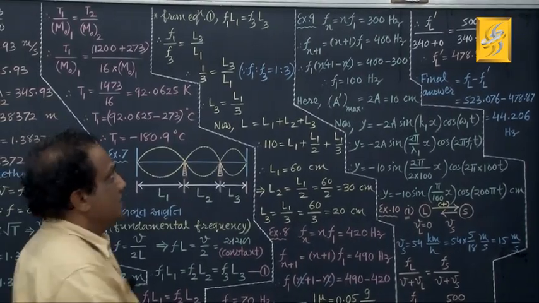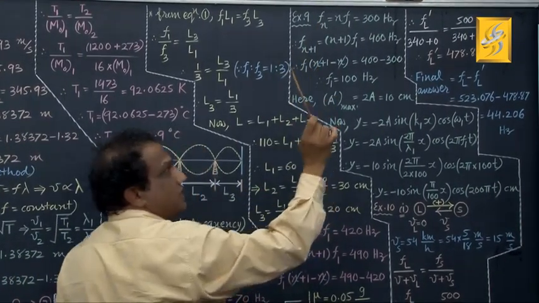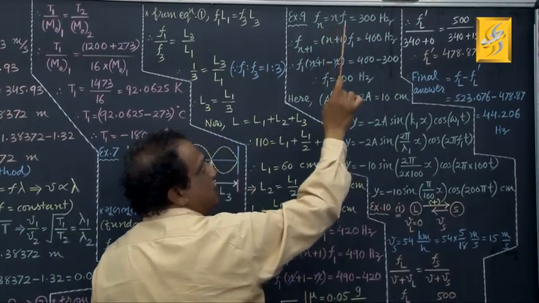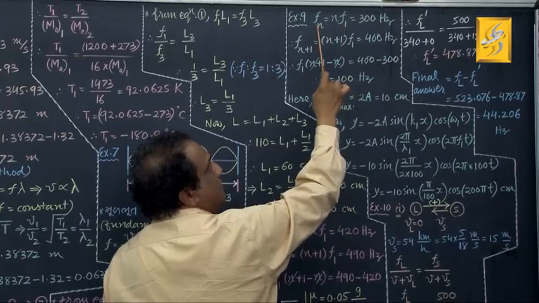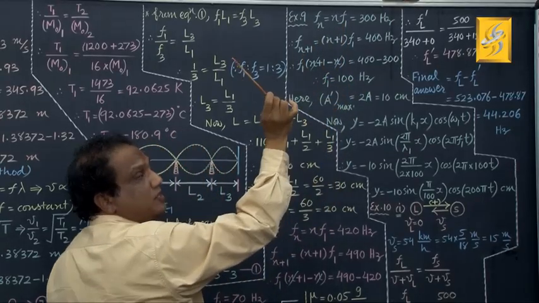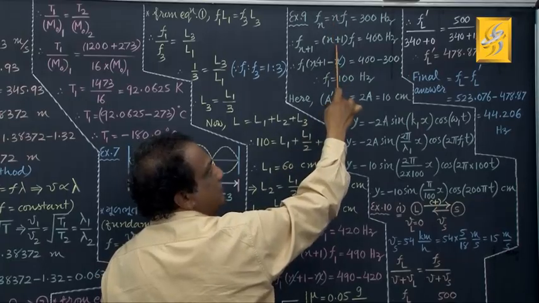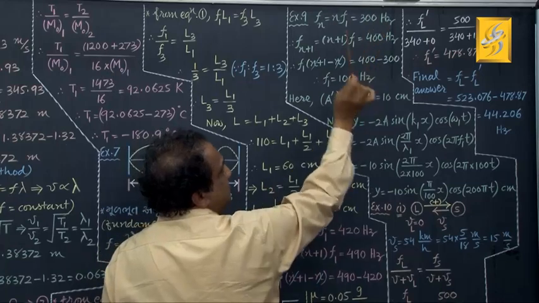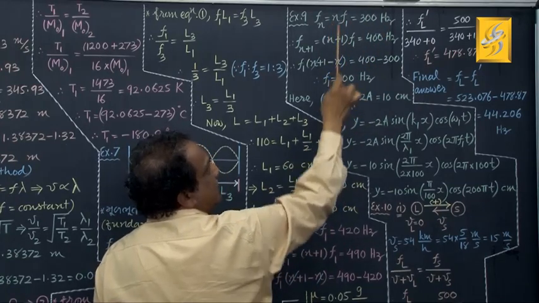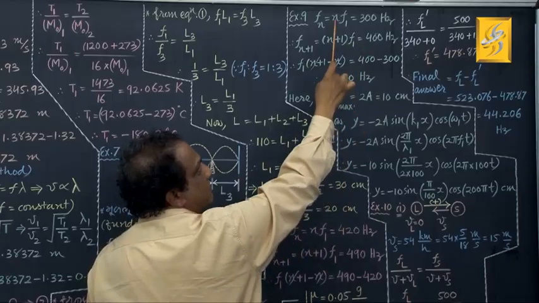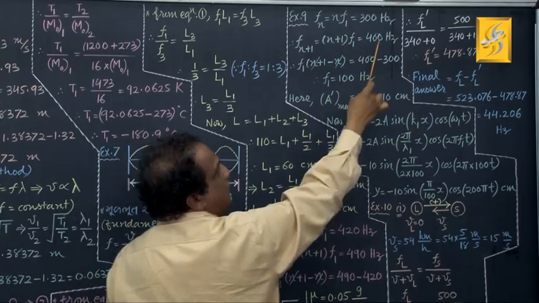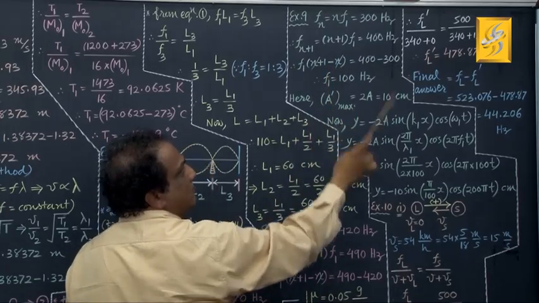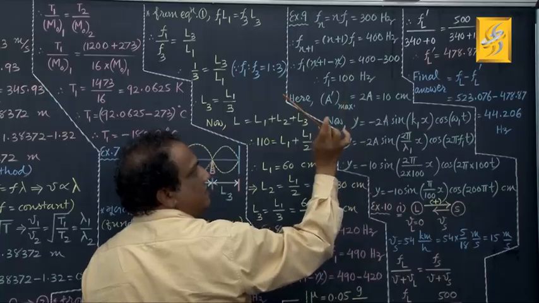Here also two consecutive harmonics are given, respectively 300 Hertz and 400 Hertz. The nth harmonic, you know, is n times the first harmonic. Now instead of n, for the very next order I am taking n plus 1. So instead of n, I should write n plus 1. Correct? Now take the difference: this minus this is equal to this minus this. Taking f1 common, inside the bracket n plus 1 minus n, equals 400 minus 300. n will cancel. f1 into 1, that is f1, equals 400 minus 300, that is 100 Hertz.